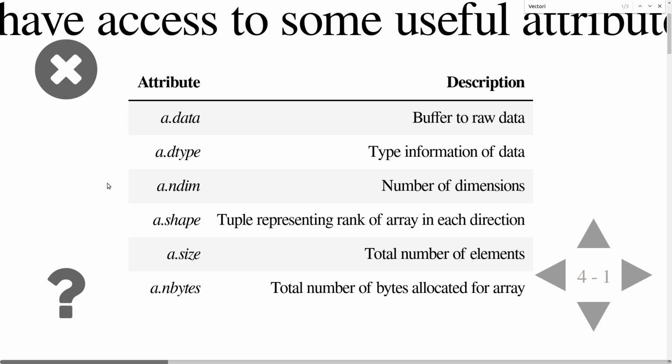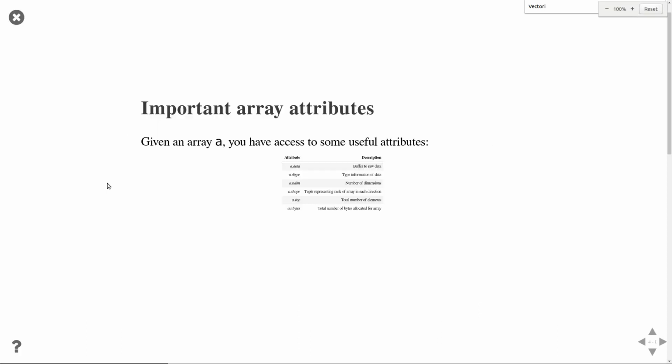a.dtype is something that's really useful. That tells you the type of the items in that array. Remember, arrays always have only one type, and you can ask for it by doing array.dtype. a.ndim tells you the number of dimensions. a.shape gives the shape, a.size tells you how many elements there are in that array, and so on. So this is sometimes quite useful.